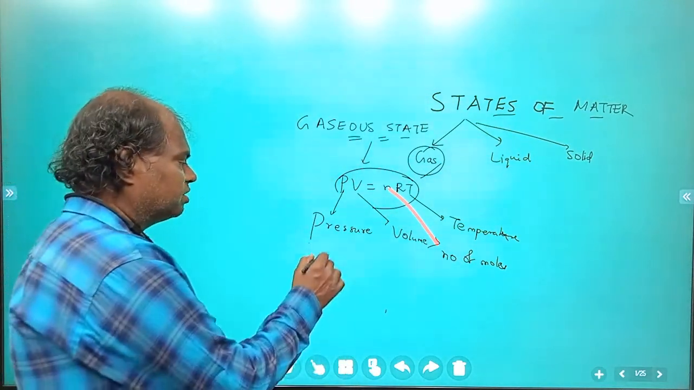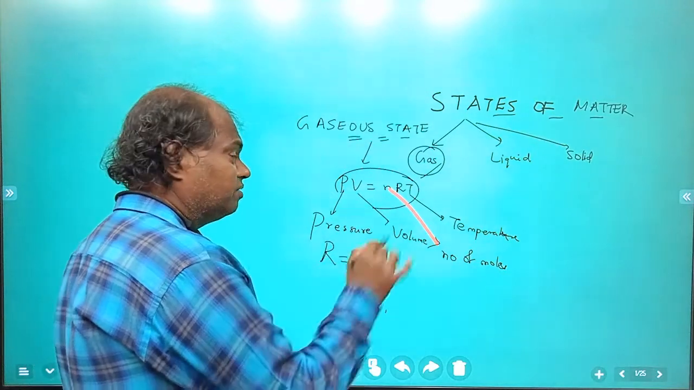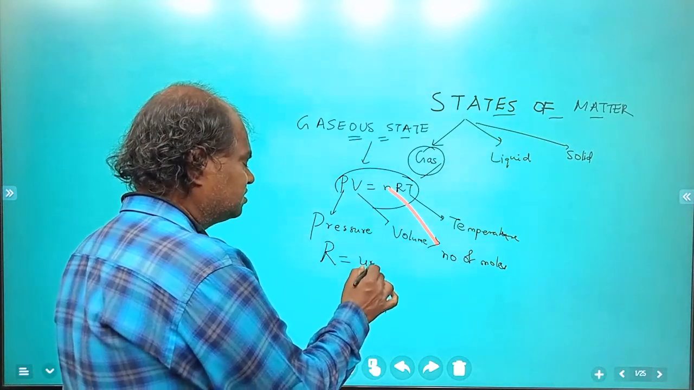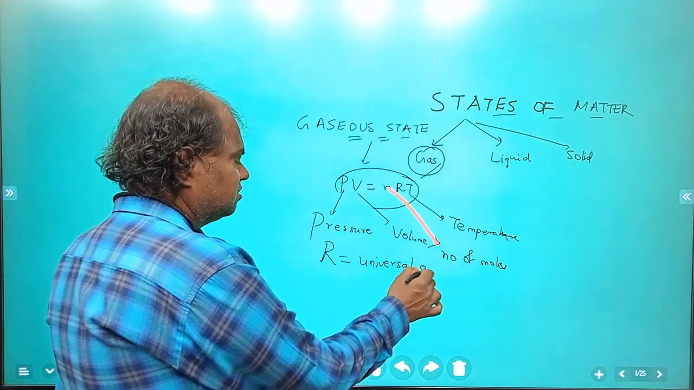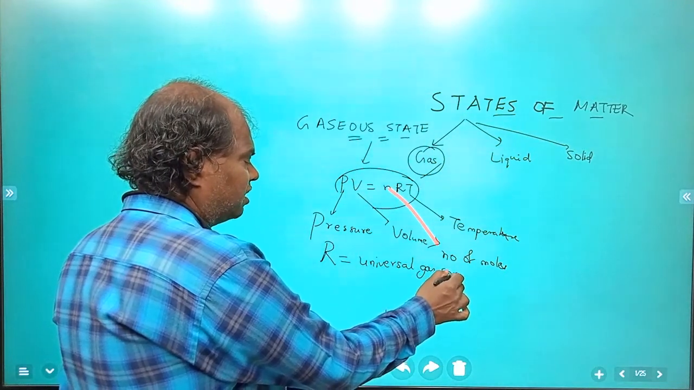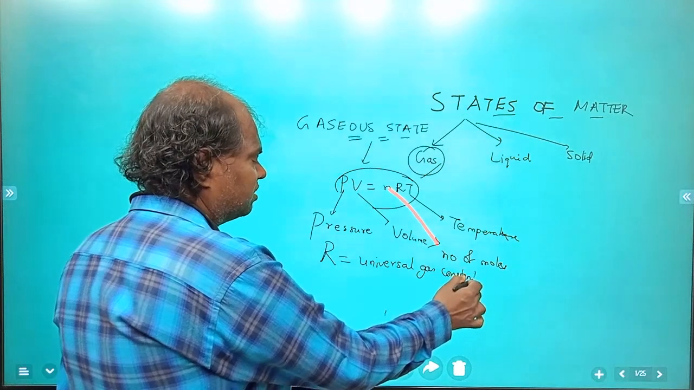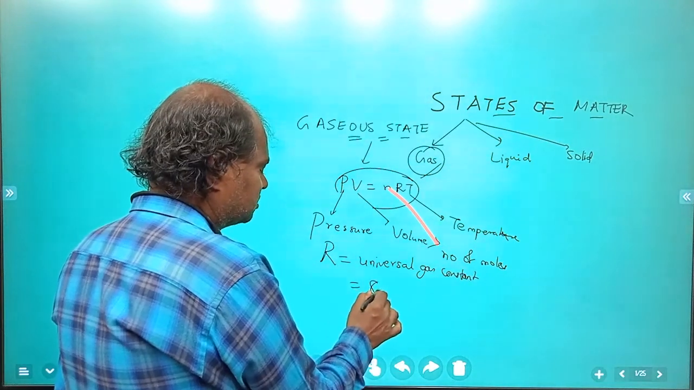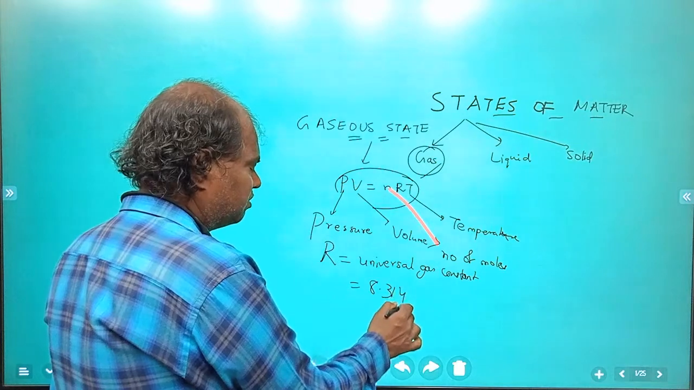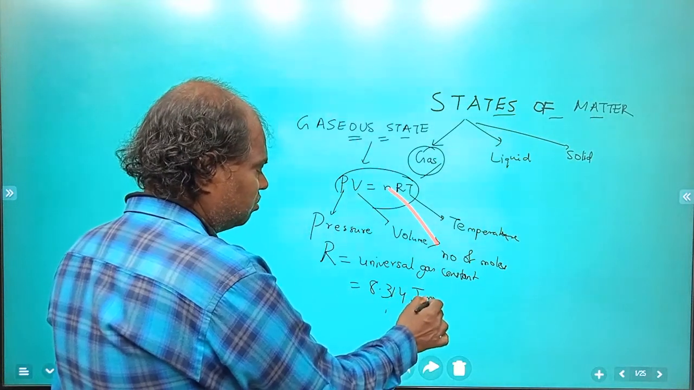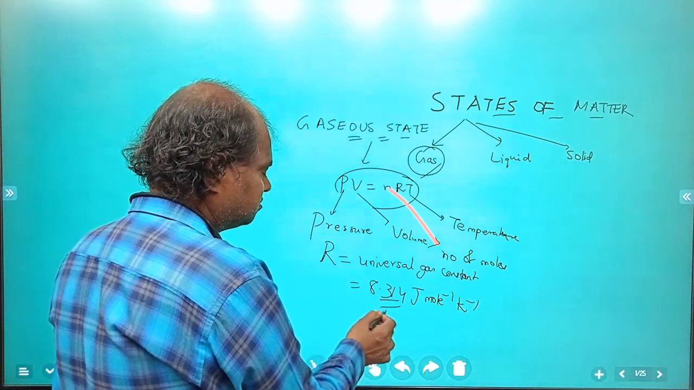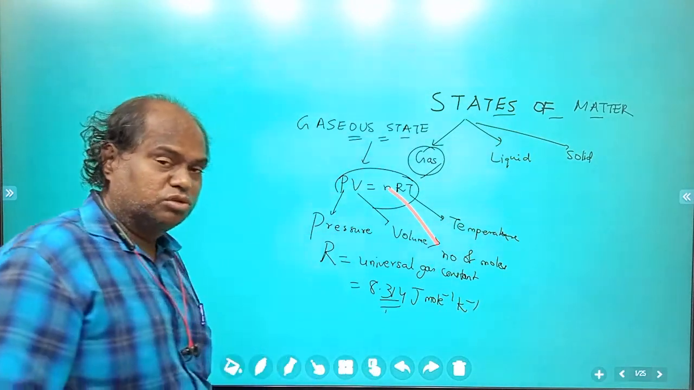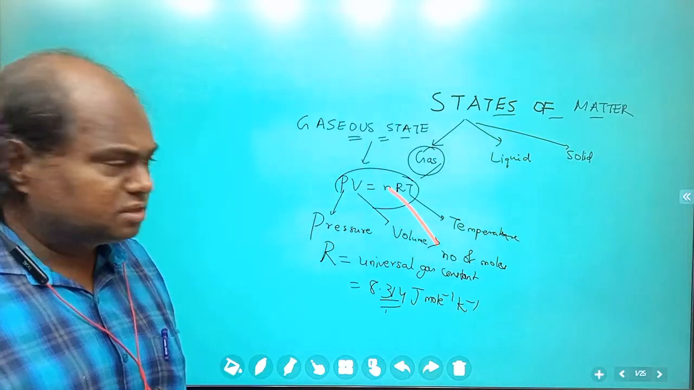And very, very important, what is the value of R? R is called the universal gas constant. Universal means this constant will never change. For all gases, this value is the same. Whatever gas you take, this value comes out to be 8.314 joules per mole per Kelvin. So it has energy units, right? Students, I want you to learn this value by heart.